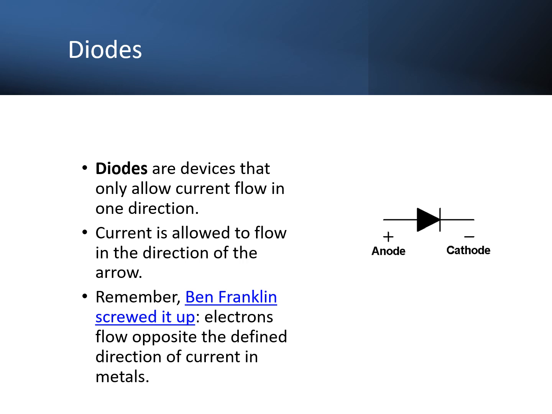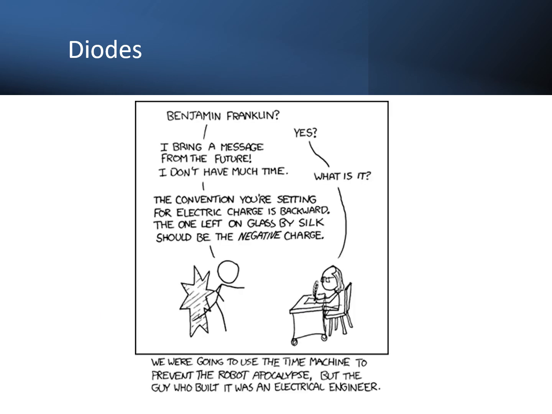Well, the convention that we've learned, that electrons flow opposite the direction of current in metals, is because Ben Franklin screwed it up. He made the rules such that any electricity flowing out of the wire was positive, and it's giving that back to the ground. Okay, and I got a link there explaining how Ben Franklin screwed it up.